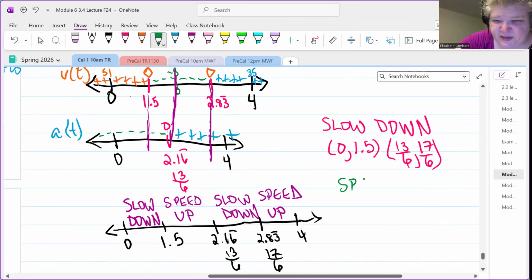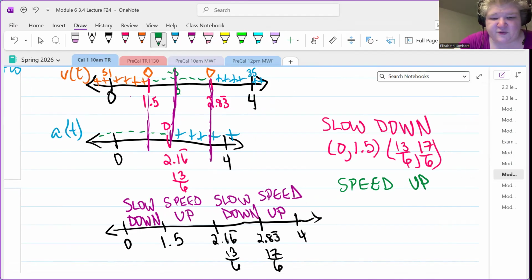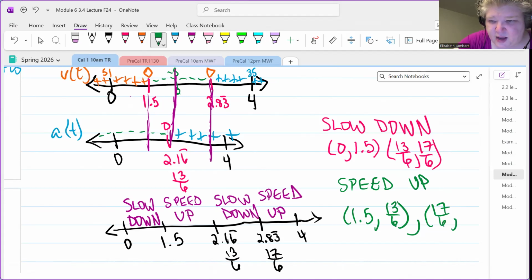All right, now our speed up intervals. So from 1.5 to 13/6, we're speeding up. And then from 17/6 up until the 4, we're speeding up. Now don't forget, it's commas in between those intervals, or the proper mathematical notation would actually be the union symbol. So on the test, you could write it either way.